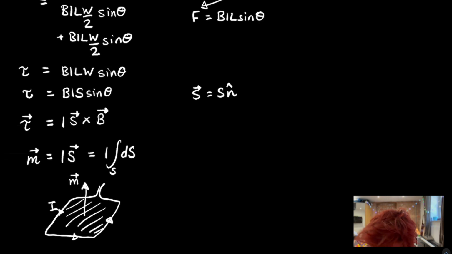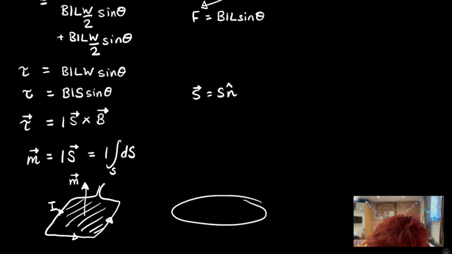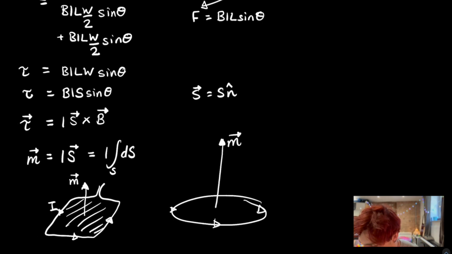It doesn't have to be a rectangular coil. Even if we had a circle loop like this, and we had a current flowing around this loop, then our magnetic dipole moment would be pointing upwards, much like this, right here. So that's generally how magnetic dipole moments are defined. It's the product of the current times the surface area.